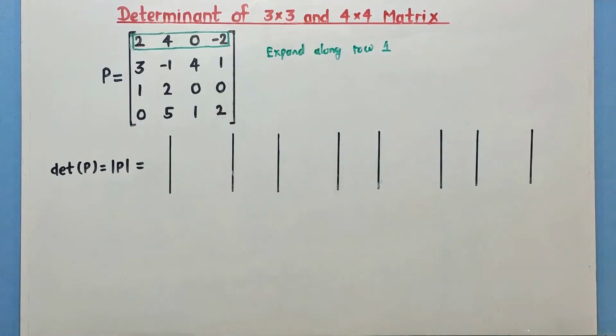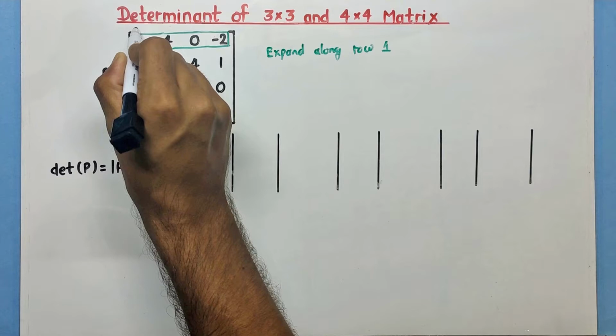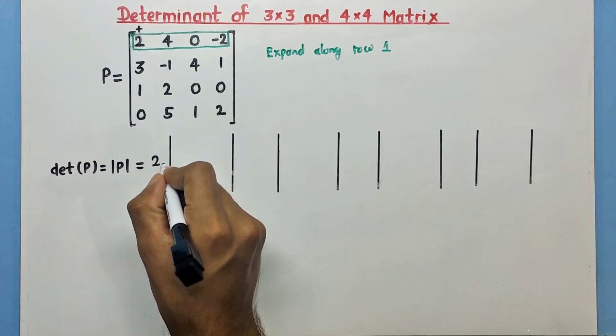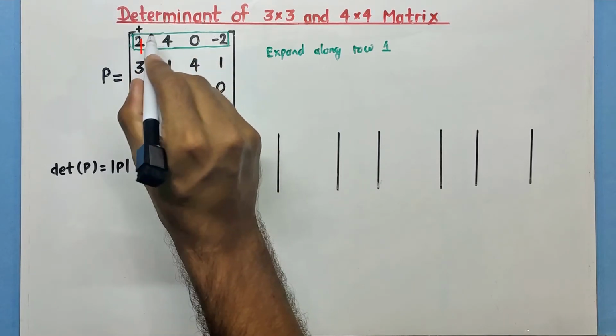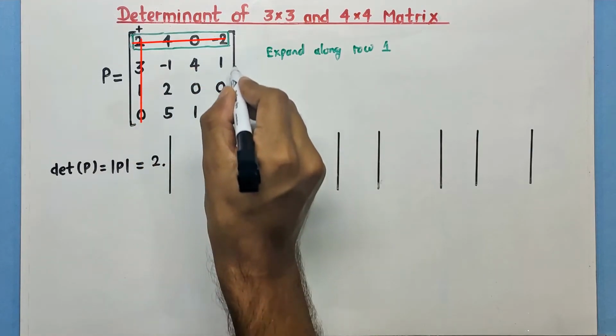Now let's see how to expand this matrix. Firstly, we have to take the first element of this row with the positive sign. So we'll have 2 times the determinant of the matrix not having this column and this row. That is the determinant of this matrix.